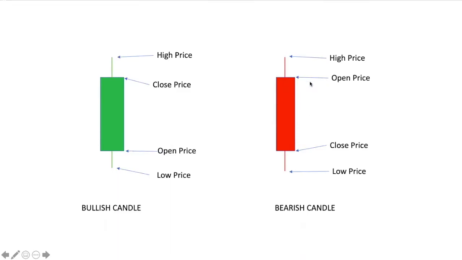Similarly, if we see a bearish candle, normally the bearish candle opens at the top. It may go up also, which is called the high price, then it will hit the lowest price, which is called the low price, and then it will close at this level, which is called the close price. So this is what exactly the candlestick gives us an idea of: the price.